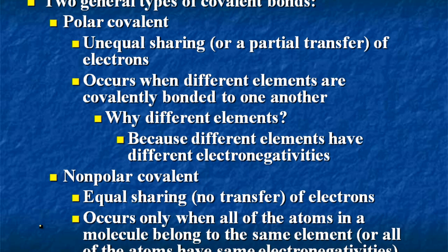Now, how do we get this unequal sharing? What causes this unequal sharing? This occurs when different elements are covalently bonded to one another. And why different elements? Because different elements have different electronegativity. Whereas non-polar covalent bonds occur when all the elements in the molecule are the same, or all elements in the molecule have the same electronegativity. Electronegativity is the culprit which creates this problem, equal sharing or unequal sharing.